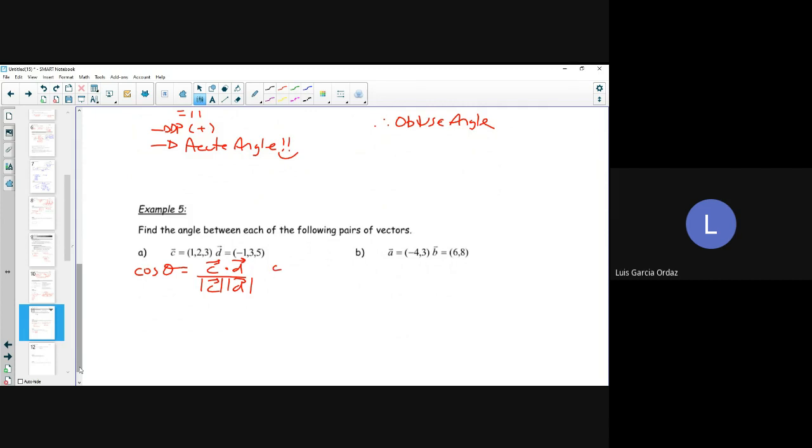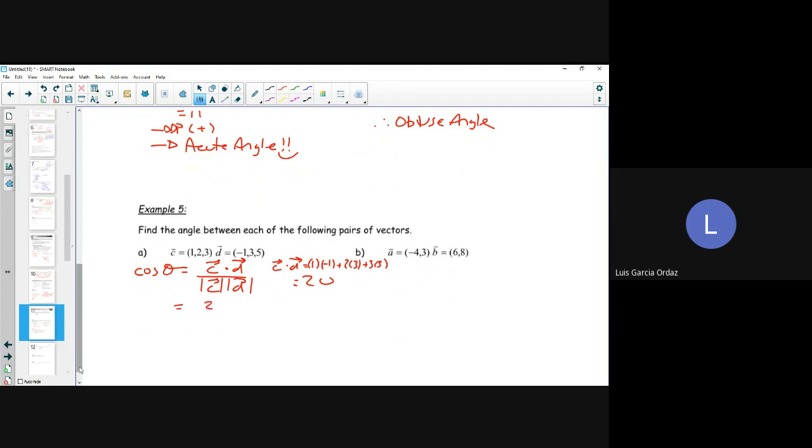So again, let's figure out the dot product first. It's going to equal 1 times negative 1 plus 2 times 3 plus 3 times 5. So who can tell me what the dot product of C and D gives me? Okay, so it's 20. So my dot product is 20.